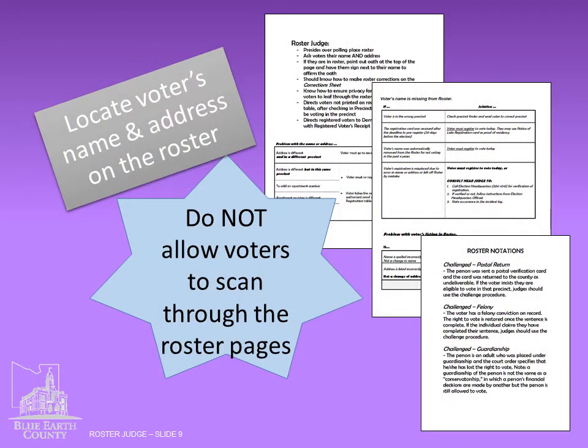A roster judge should locate the voter's name on the roster. Ask the voter to state their name and address. Do not allow voters to scan through the roster pages. The roster information is private.